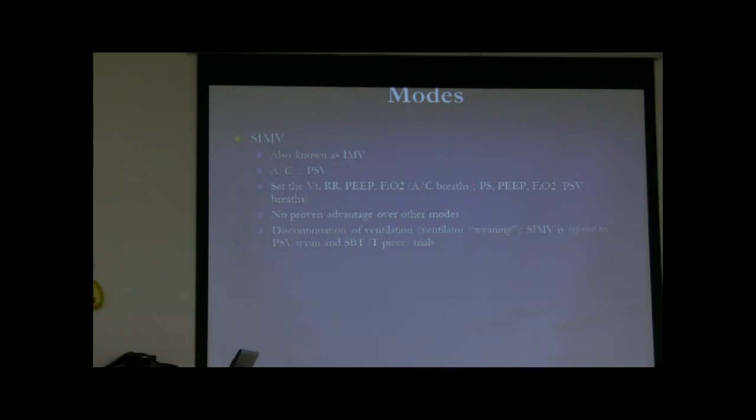Now, the reason I don't want to spend a lot of time on it is because it was originally developed in the 80s to help with weaning, so that you could actually reduce the amount of mandatory breaths and increase the amount of spontaneous breaths and have the patient able to do more and get off the ventilator sooner. But actually, what happened was they found in studies that it's actually slowing people down.